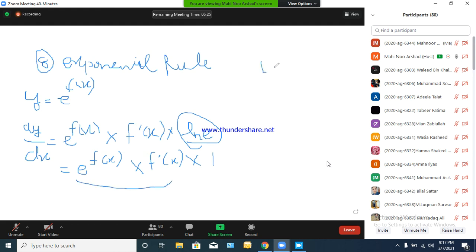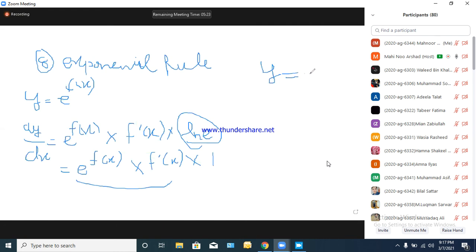So if you have a function like e raised to the power square root of x plus 1, what will be its derivative? All students do that and answer me. Calculate the derivative of e raised to the power square root of x plus 1. Do that and rejoin the session. 4 minutes remain in the session.